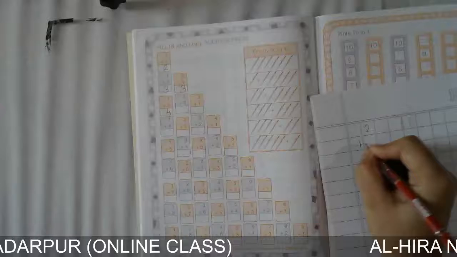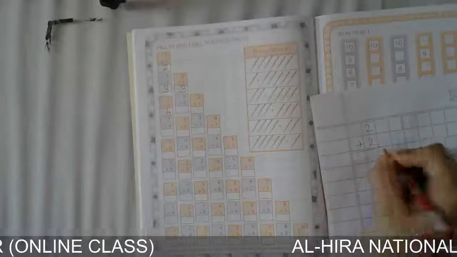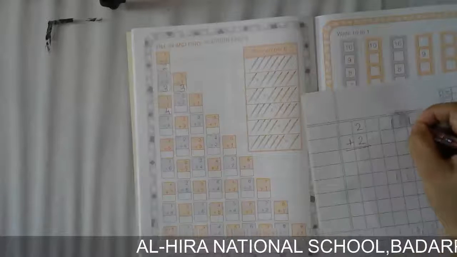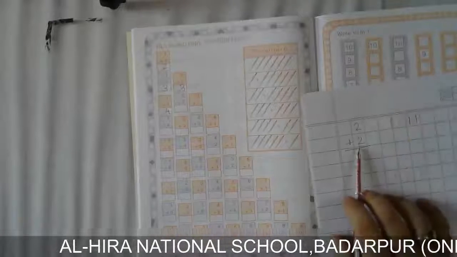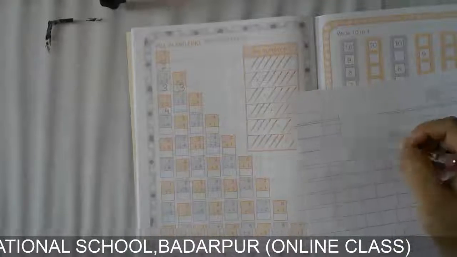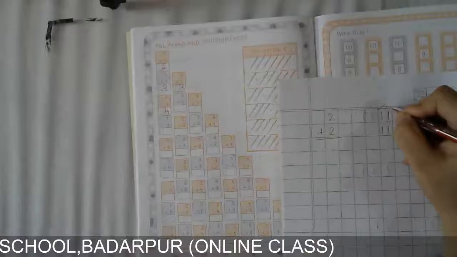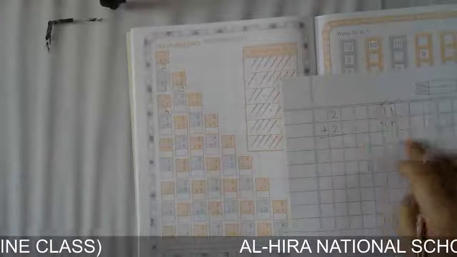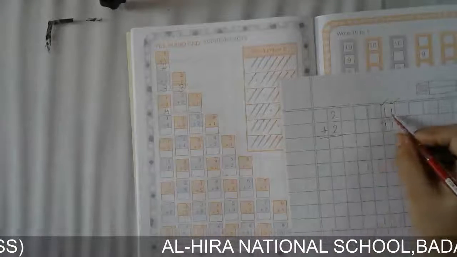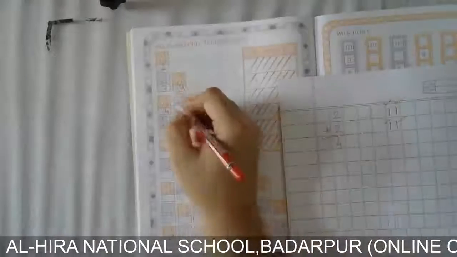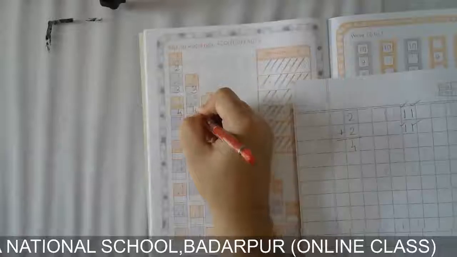Again, next one is 2 plus 2. So the first number is 2. Put 2 lines. 1, 2. Next is also 2. 1, 2. Now count it all together. 1, 2, 3, 4. Altogether how many lines do we get? 4. So write here 4.